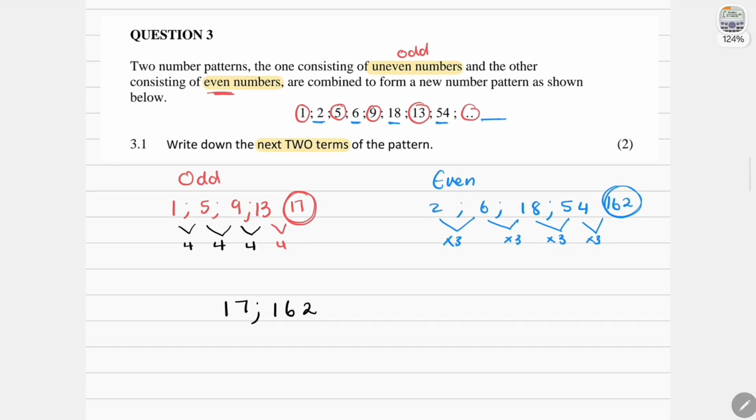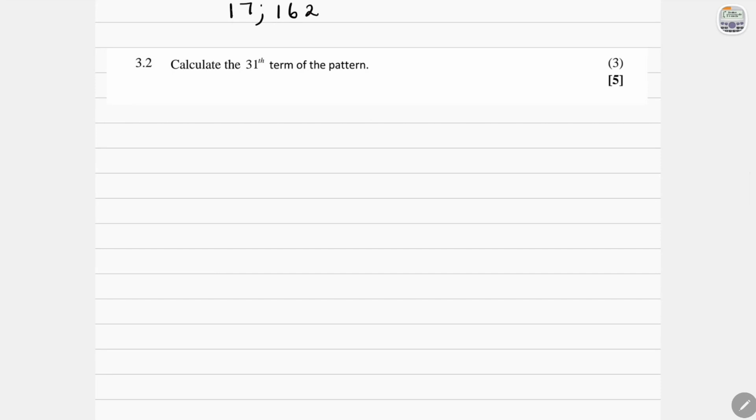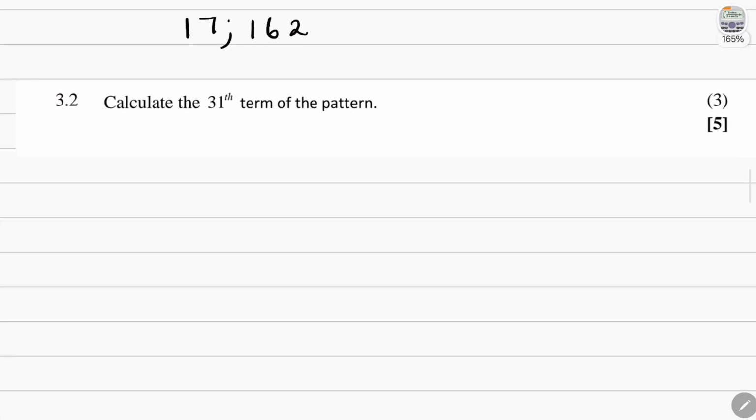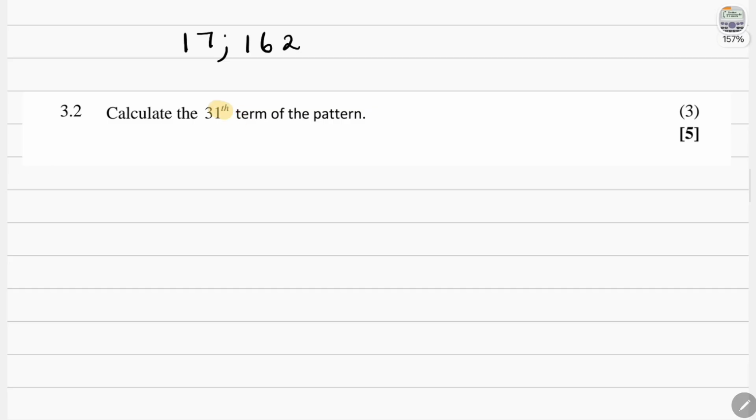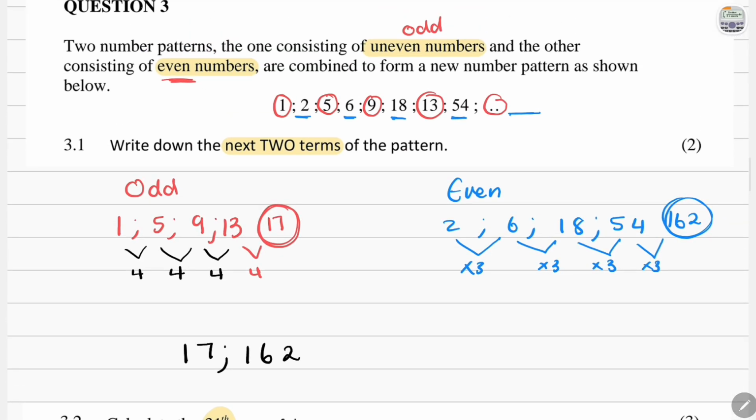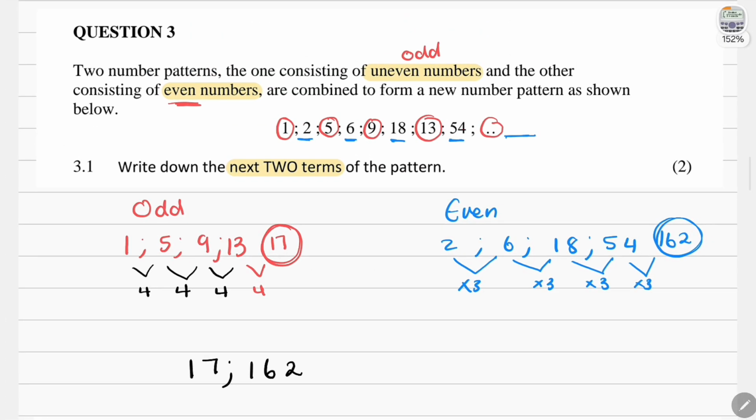Moving on to the next question. Question 3.2 says, calculate the 31st term of the pattern. So term number 31. Okay, we're just going to have to see which term exactly it is.